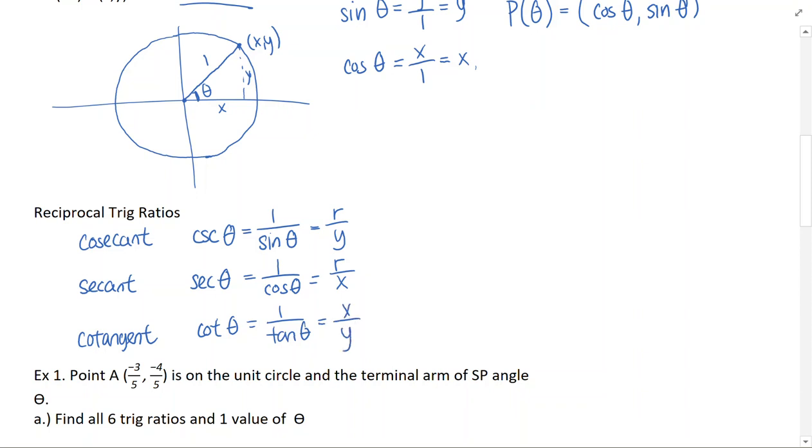Just one thing to be mindful of are these two up here. Cosecant actually goes with sine, and secant actually pairs up with cosine. So when you're looking at reciprocal versus the primary, you do need to flip the C and the S, okay? So don't pair them up based on the same letter.